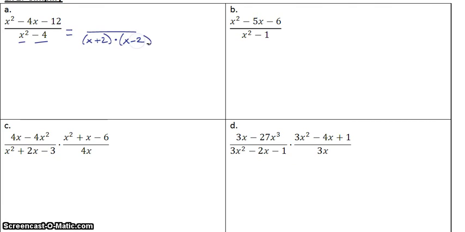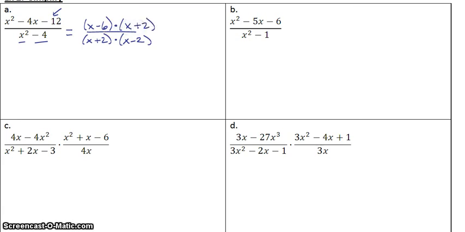And my goal here is to rewrite all these so it's something times something. Because remember, if it's something times something, that's when you can cancel. And now I'm going to factor the bottom to be x plus 2, x minus 2. And the top, I'm looking for two things that multiply to be negative 12 and add to be negative 4. So I'm thinking x minus 6, x plus 2.